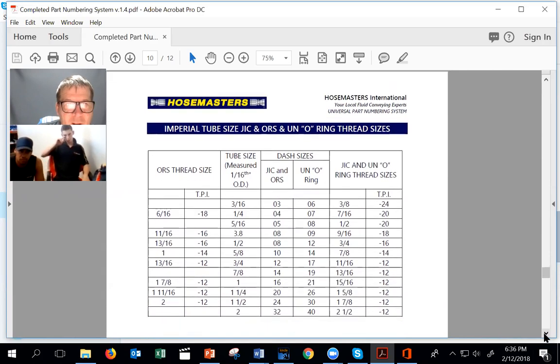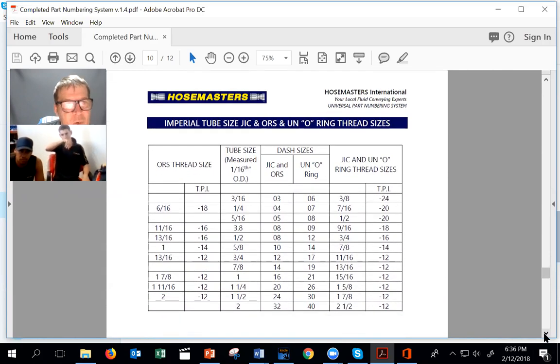This is one of the hardest things to remember in fluid conveying: the difference between a pipe and a tube. Steve is very, very familiar. He's probably one of the few guys I've ever spoken to that really understands the difference. Now, when you're talking about a pipe, how do you measure a pipe?